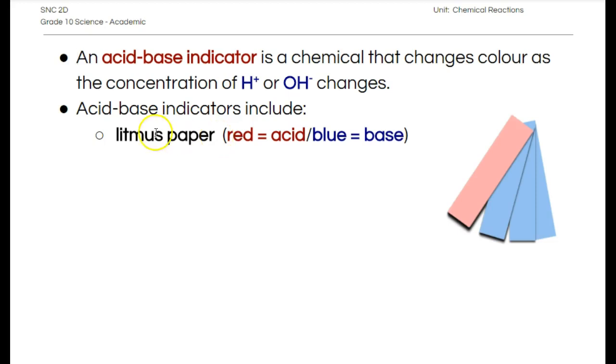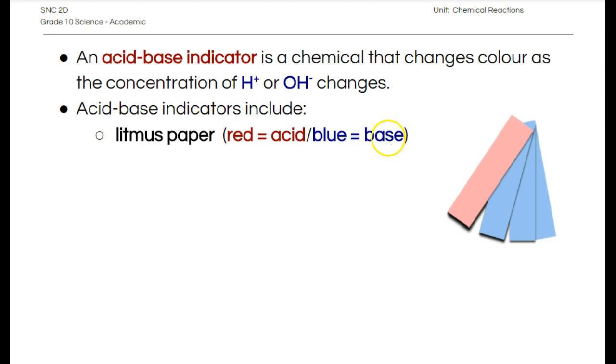So the first one is litmus paper. Litmus papers are just little pieces of paper, and they come in blue and red colors. They're just slightly different from a chemical standpoint, so that they come out as different colors. If you were to put a piece of litmus paper, whether it was red or blue, into an acidic solution, the paper would turn red regardless. So red litmus paper goes into acid, stays red. Blue litmus paper goes into acid, it will turn red.